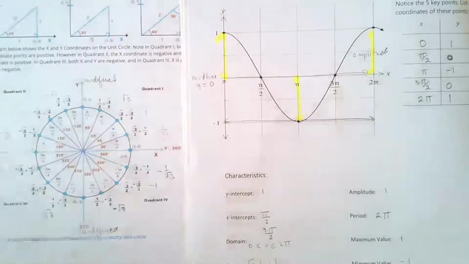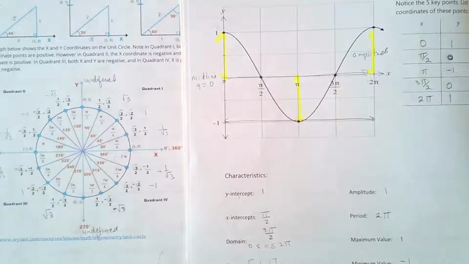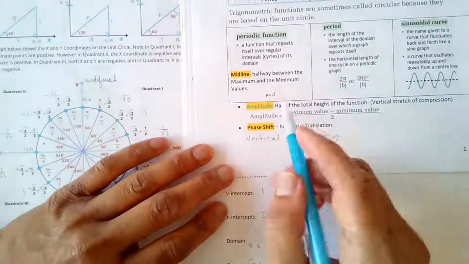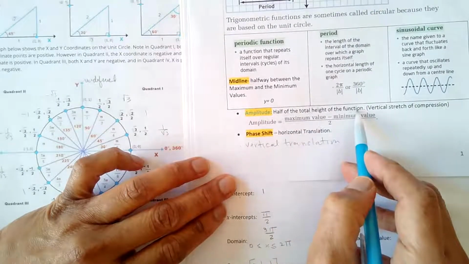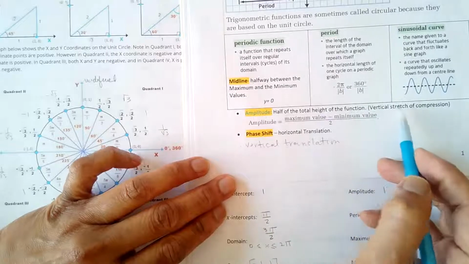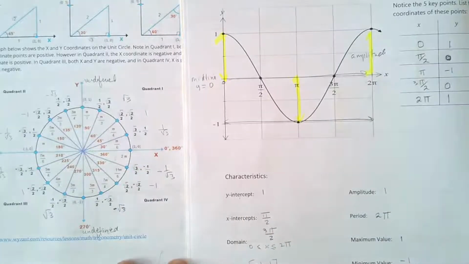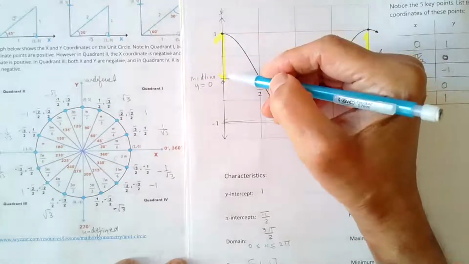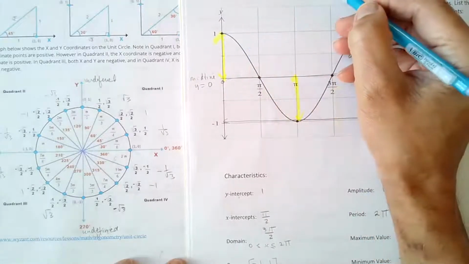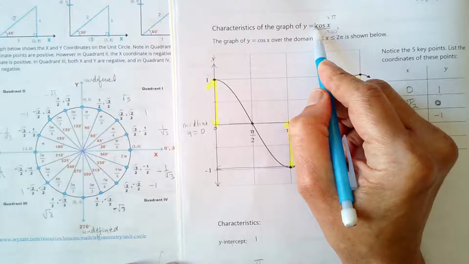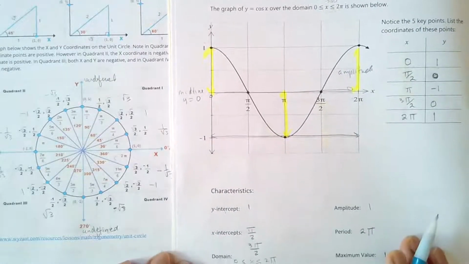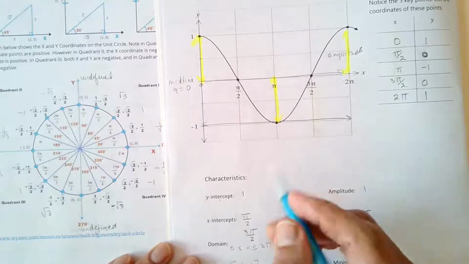So today we are going to look at graphs where we find the amplitude. So let's define what these mean. The amplitude is the total height of the function, the vertical stretch or compression. We're looking at A, the value in front of the cos or the sine.